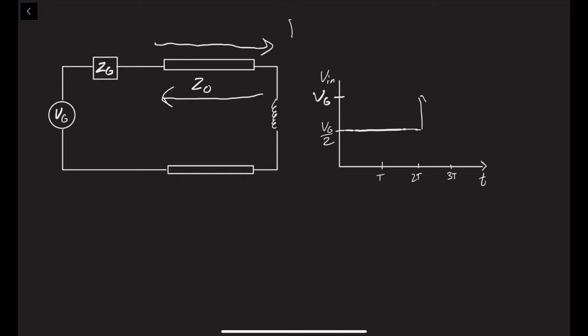And then as time goes on, the inductor will begin to charge. And as the inductor charges, it'll slowly become a short circuit, and a short circuit as t goes to infinity. And a short circuit has a reflection coefficient of -1, so eventually the voltage in the line will be 0.